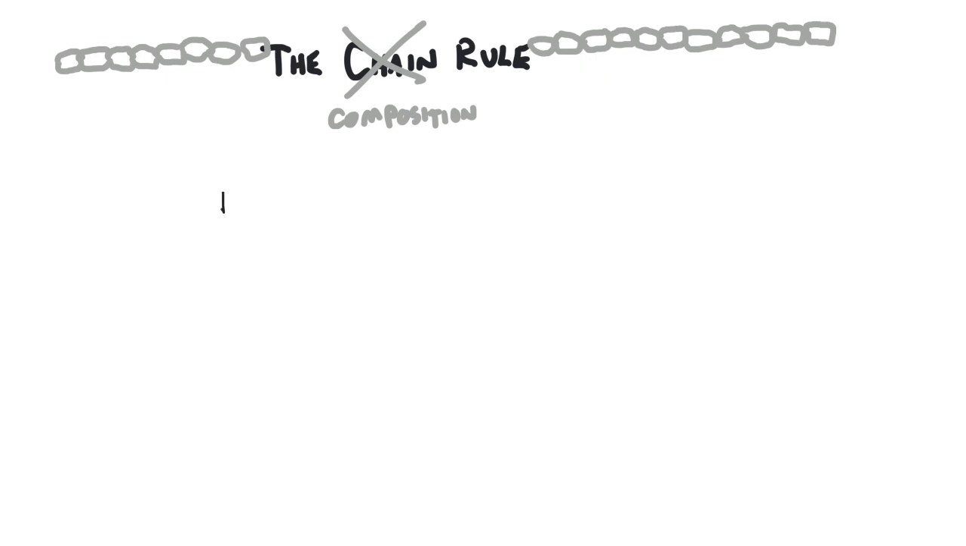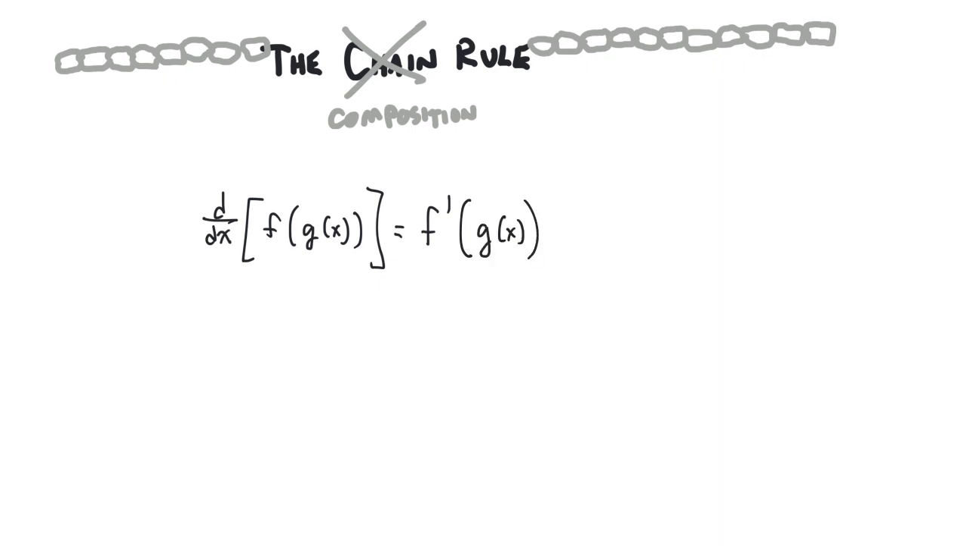The chain rule says that if you want to find the derivative of a function f, which is composed with another function, where g of x is plugged into f, then you must take the derivative of f and leave the inside function alone, and then multiply by the derivative of the inside function. That's how the chain rule works.